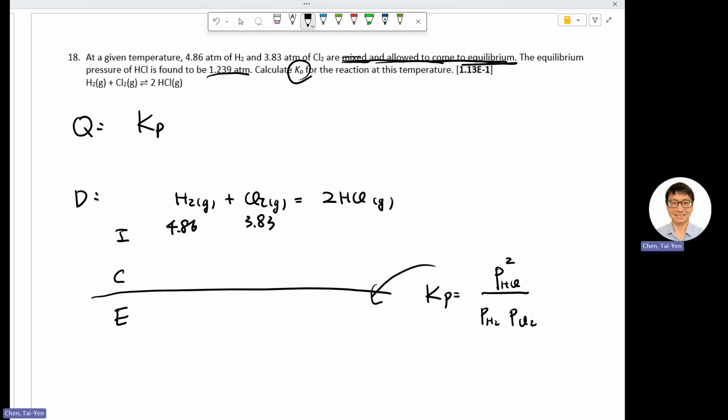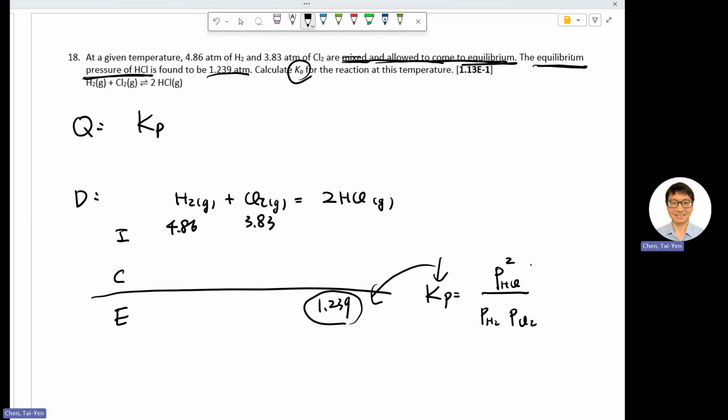Okay. And then the next sentence says the equilibrium pressure of HCl is 1.239, right? Which row should you put it in? E, right? So let's put that here: 1.239. So these are the things that you must start with.